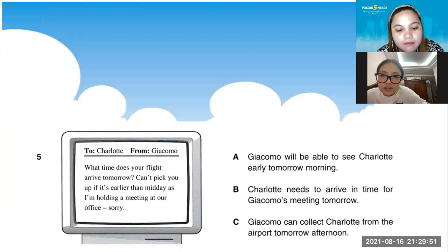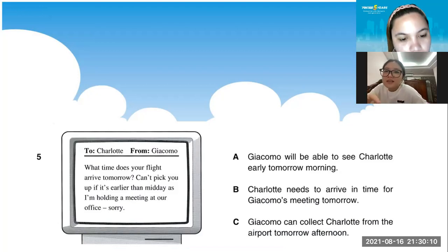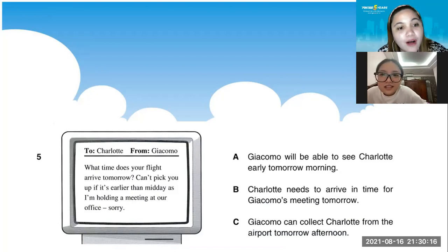To Charlotte from Jamuk. What is this? How can I spell it, teacher? Again. How can I spell the one from? It's Giacomo.